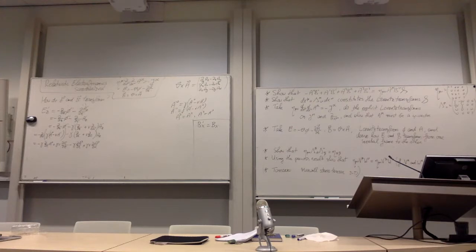Now what? We've gotten rid of all of our primes. Everything is now written in the other guy's coordinate system. The last thing we have to do, remember we were trying to figure out how the E's and the B's are connected to the other guy's E's and B's. What we've now done is connect one guy's E to the other guy's A and phi. We don't want a connection to A and phi, we want a connection to the other guy's E and B. So let's see if we can write this in terms of E's and B's.